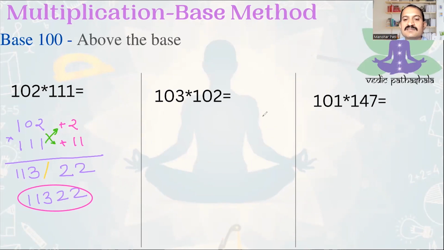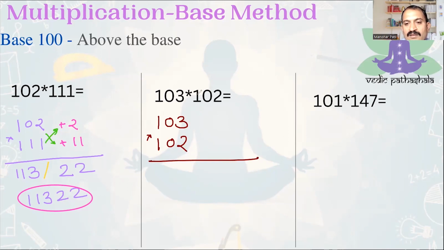Okay, we will repeat this same sequence here. First, write the problem in the proper way: 103 into 102. And then first write the deviation: plus 3. Here it is plus 2.